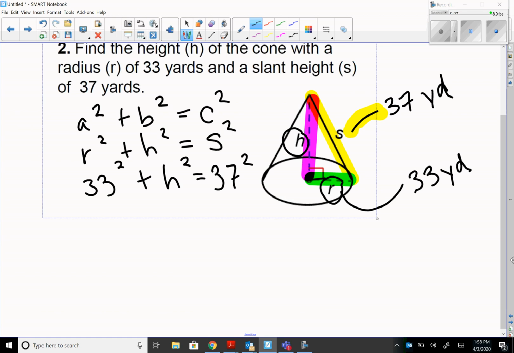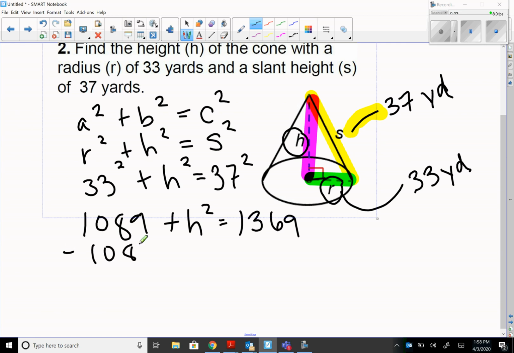So let's solve the equation for h. 33 squared is 1089, plus h squared equals 37 squared, which is 1369. So now I need to cancel out the adding 1089 by subtracting 1089. It cancels out here. And then I'm left with h squared equals 280.